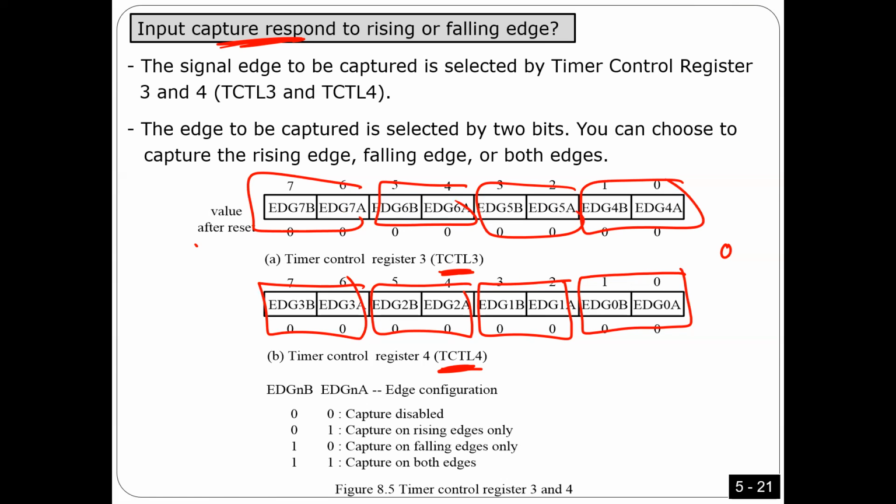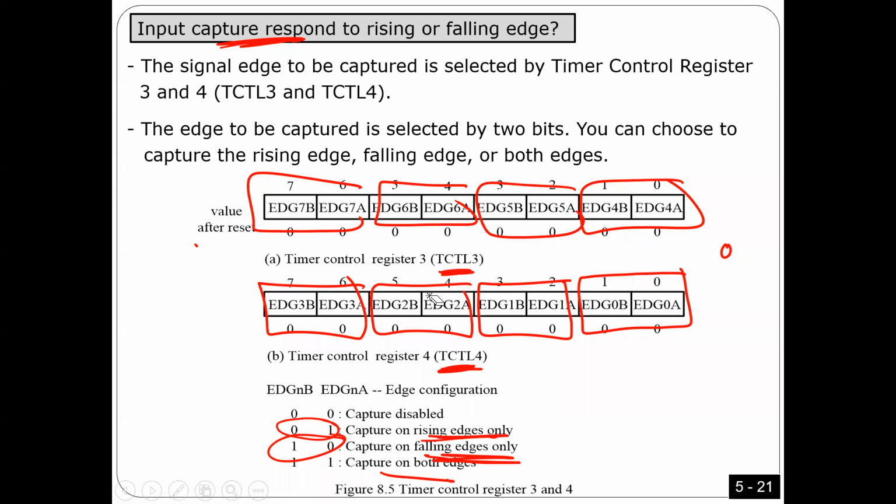All what you have to do is, look here, guys. If you want to program it, if you want to capture rising only, you have to write this way, 0, 1. Capture rising only. Or you can capture falling only. In this case, you have to write this number. If you want to capture both, you have to write 1, 1. Okay. If you don't want to capture anything, you just put 0, 0. Anyway, I don't think we're going to need 0, 0.